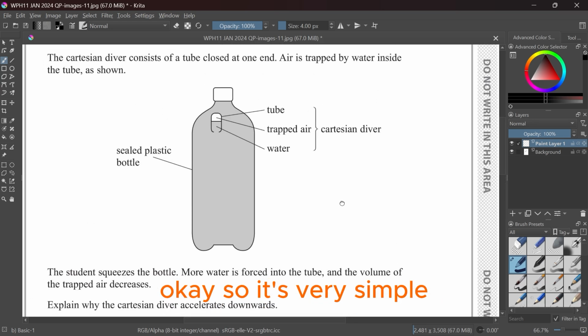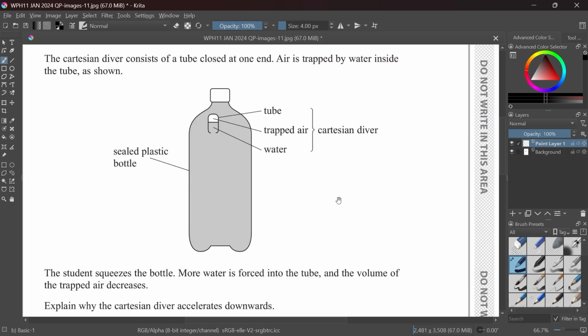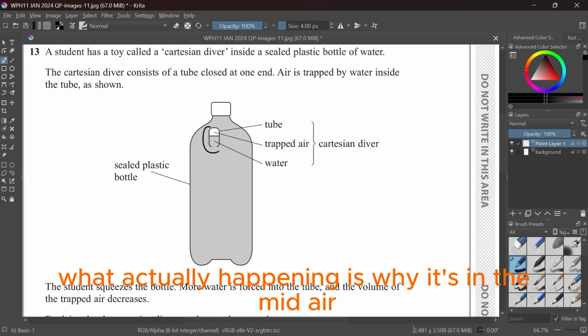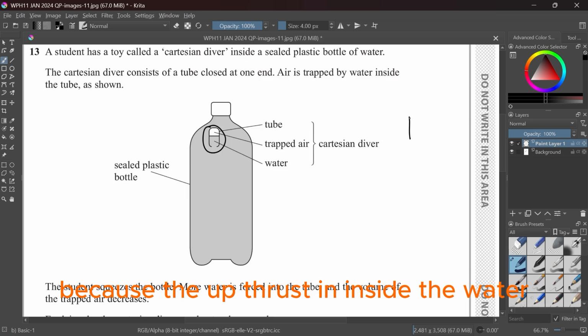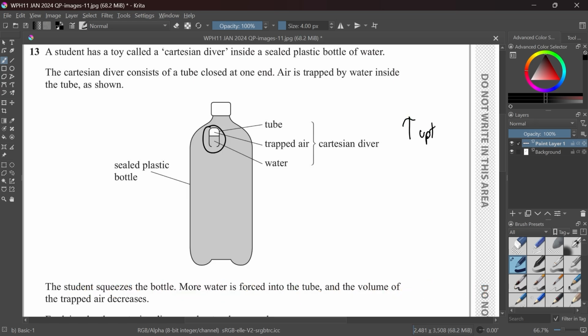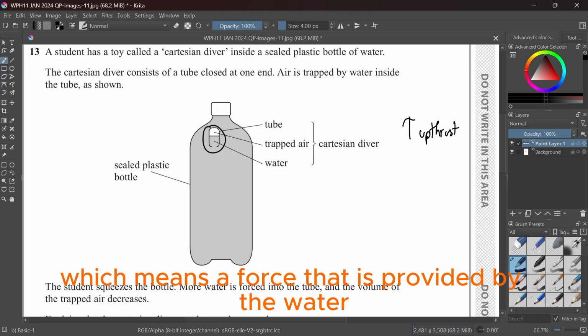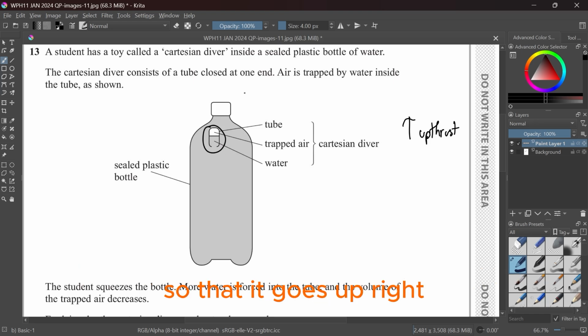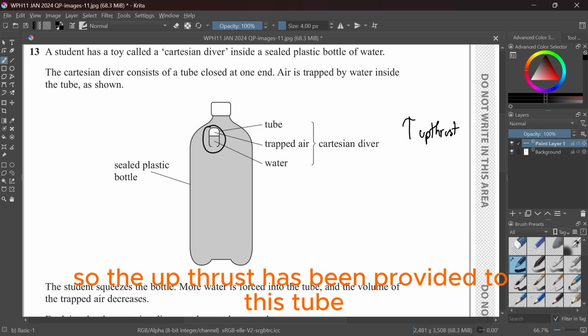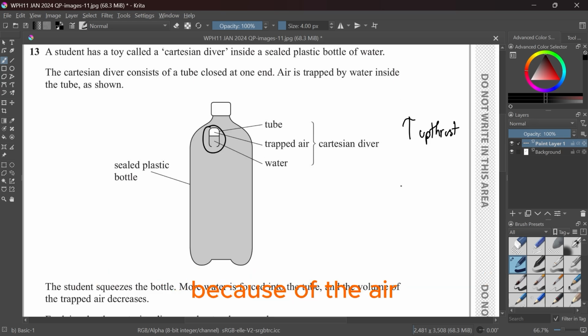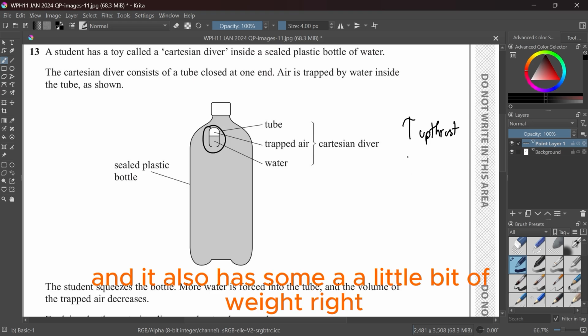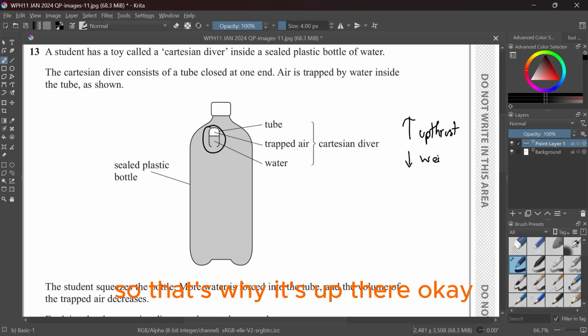Okay, so it's very simple. What is actually happening is why it's in mid-air: because of the upthrust inside the water. There is always upthrust, which means a force that is provided by the water so that it goes up, right? So the upthrust has been provided to this tube because of the air. Now, it also has a little bit of weight, right? So that's why it's up there.